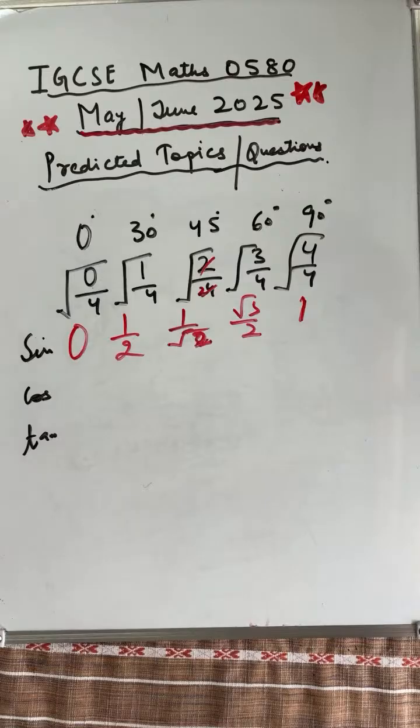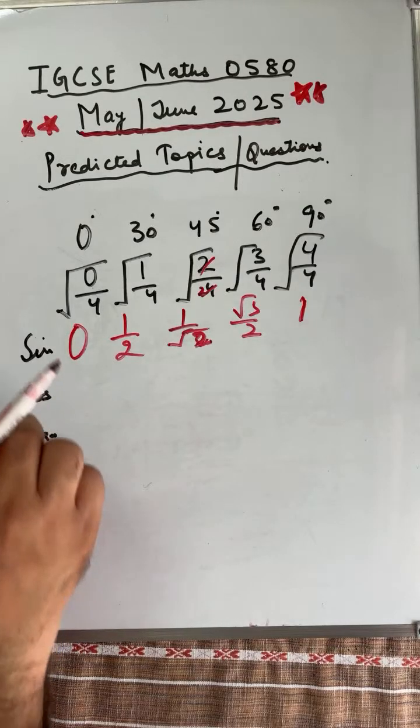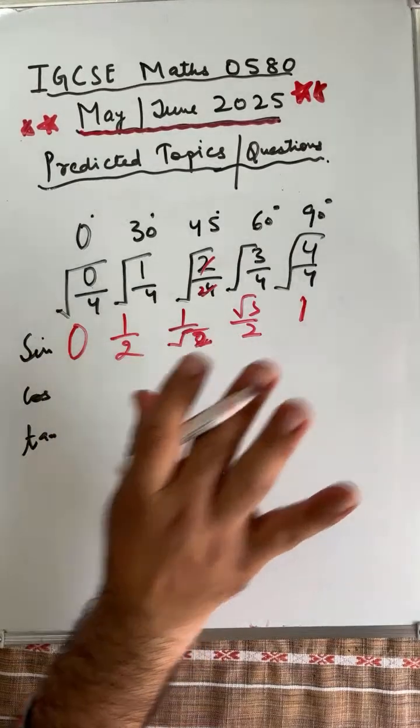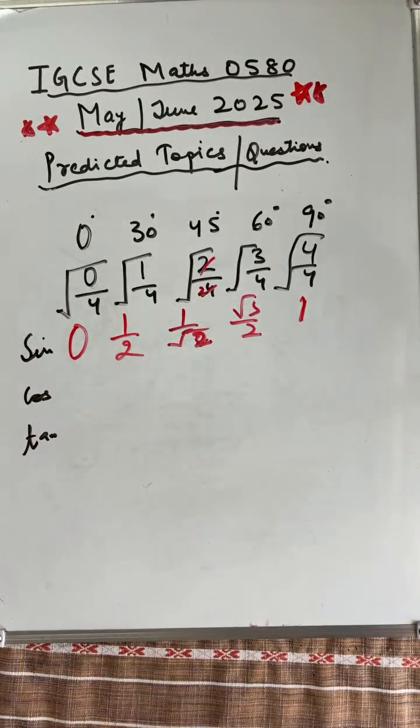Now Pradeep, let me know, till now, is it clear? Should we move forward for sine and cos and tan? Is it clear till now? Let me know in the comment section.